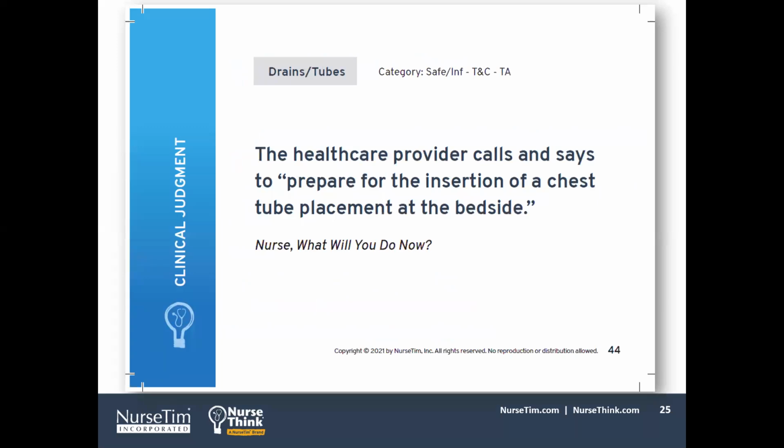So this one has to do with drains and tubes, and a healthcare provider calls and says to prepare for the insertion of a chest tube placement at the bedside. Okay, so my students on the nursing unit that are sitting around twiddling their thumbs because their patients are off the unit for a procedure, one went to dialysis, the other one's sleeping, so I don't want to wake them up. Say, guess what? The provider just called and says we're putting in a chest tube.